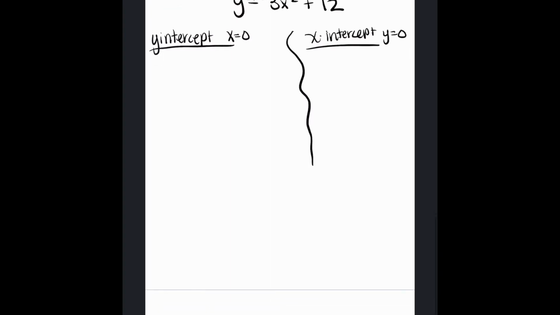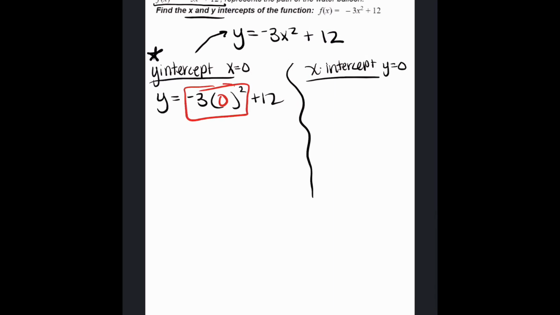Okay, so to find the y-intercept, I want to set x equal to 0 here. So I'm going to take this equation and replace x with 0. So instead of x squared, I'm going to put 0 squared. I know that this entire thing turns to 0 because anything multiplied by 0 is just going to be 0. So then I'm left with y equals 0 from this mess. And then I bring down that plus 12. So y equals 0 plus 12 is just 12.